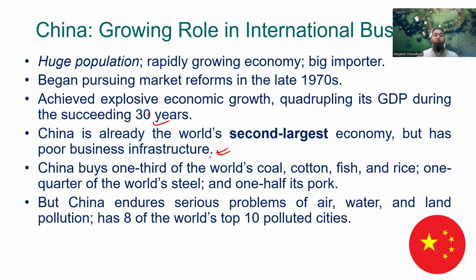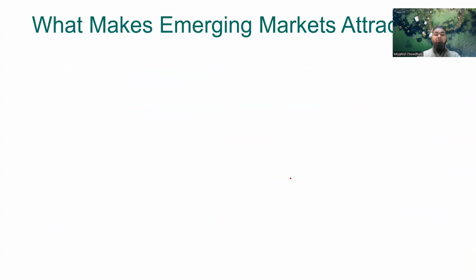China buys one third of the world's coal, cotton, fish, and rice, one quarter of the world's steel, and one half of its pork. So it's a huge market to sell things in. But China endures serious problems of air, water, and land pollution, and has 10 polluted cities. So now, coming to the point, what makes emerging markets attractive.